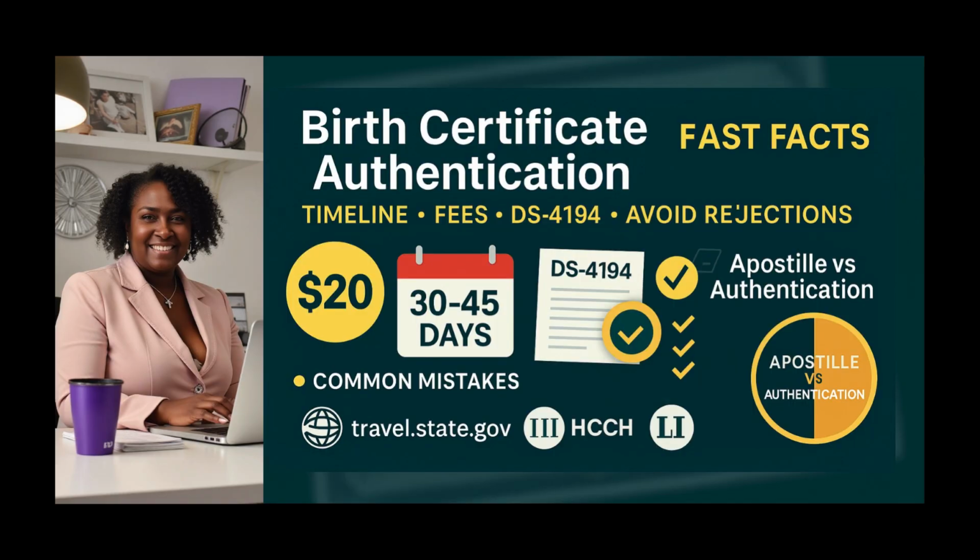Hague Apostille Convention country: request a state apostille. HCCH. A non-Hague country: request a state authentication. And some destinations also require a federal authentication from the U.S. Department of State, DOS, using Form DS-4194. travel.state.gov.